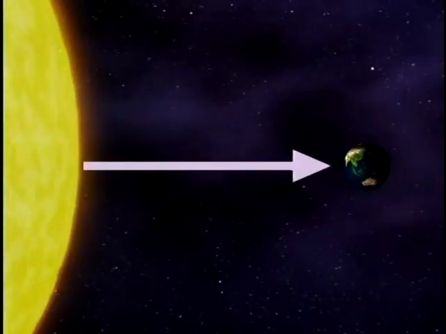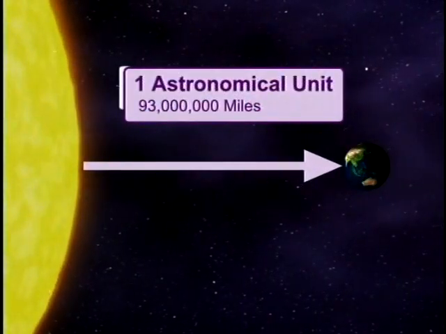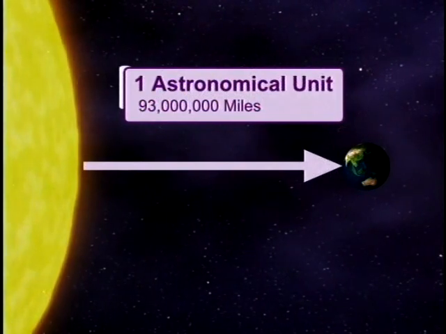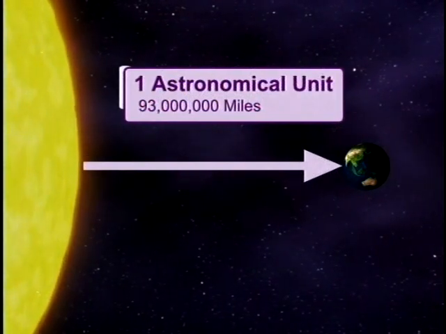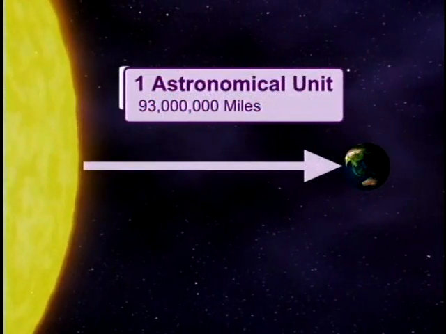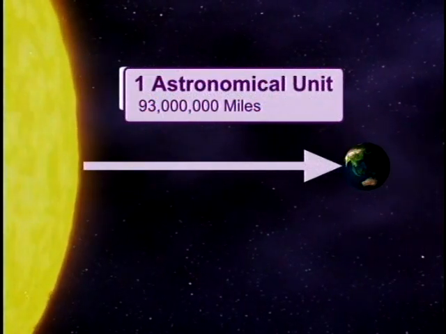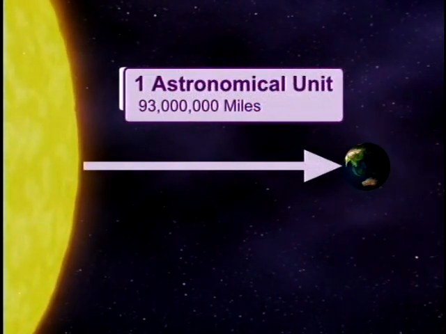It would make sense to use a smaller scale in order to get a better idea of the distances between the planets. To come up with that scale, we have to define a baseline. The baseline that astronomers use is the distance between the Earth and the Sun. This distance is known as the astronomical unit. The astronomical unit, or AU, represents the distance between the Earth and the Sun, which is about 93 million miles.